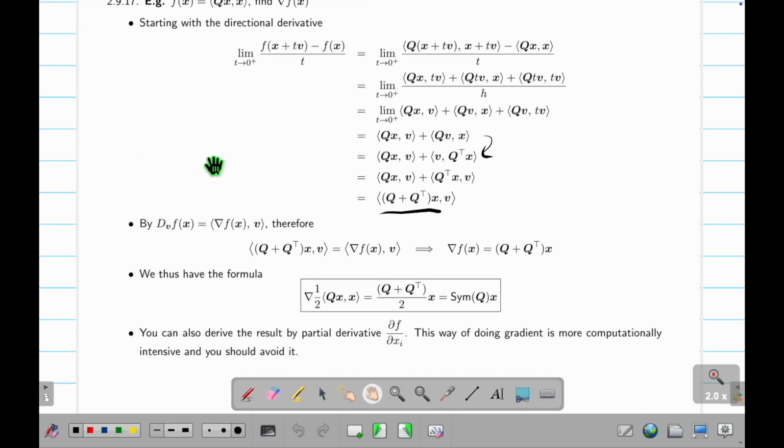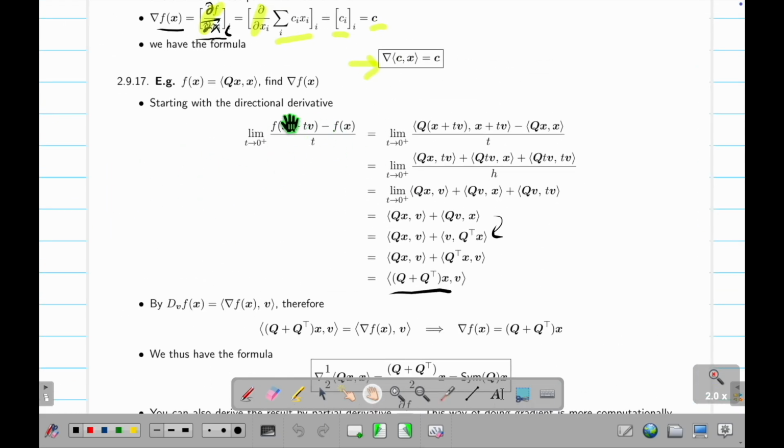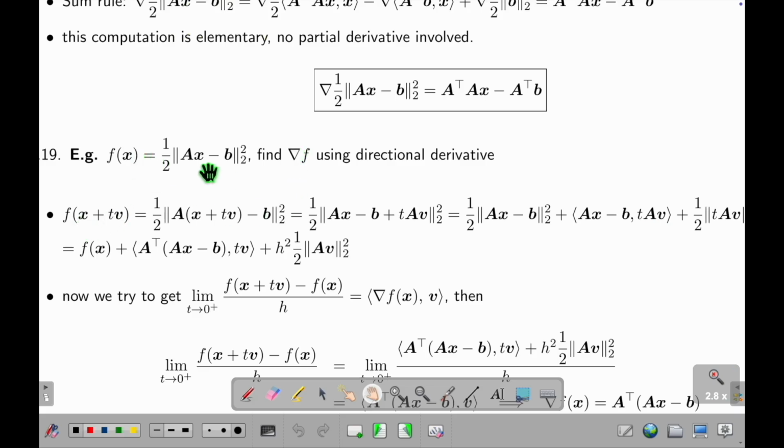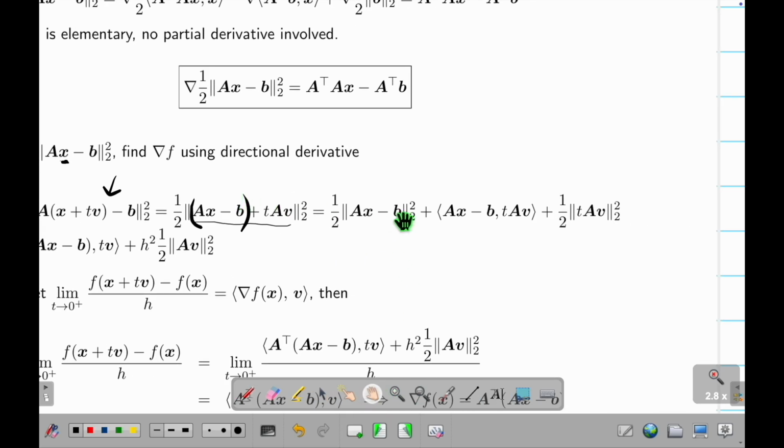What's the directional derivative? Again, let's go back. I just need to get something that looks like this. So my f(x) is Ax minus b. Now I have my x plus tv. I just replace everything by x plus tv. Then this thing becomes this. Once I have this thing, now I move the b to here, I move the tv here, so I get this thing. And then I put a bracket here. Expand with linear algebra again, and I get this again.